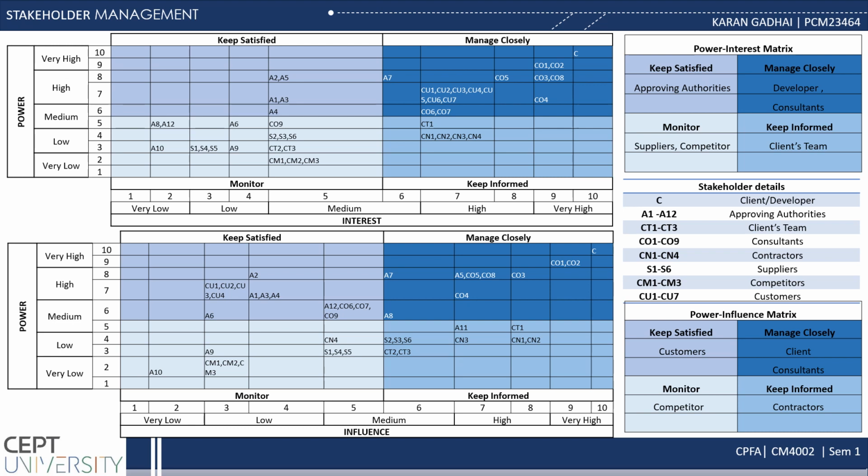Competitor will have less power but medium influence on the project. Contractors will have less power but more influence in the project, that's why keep them informed. And customers have high power and less influence in the project, so keep them satisfied.